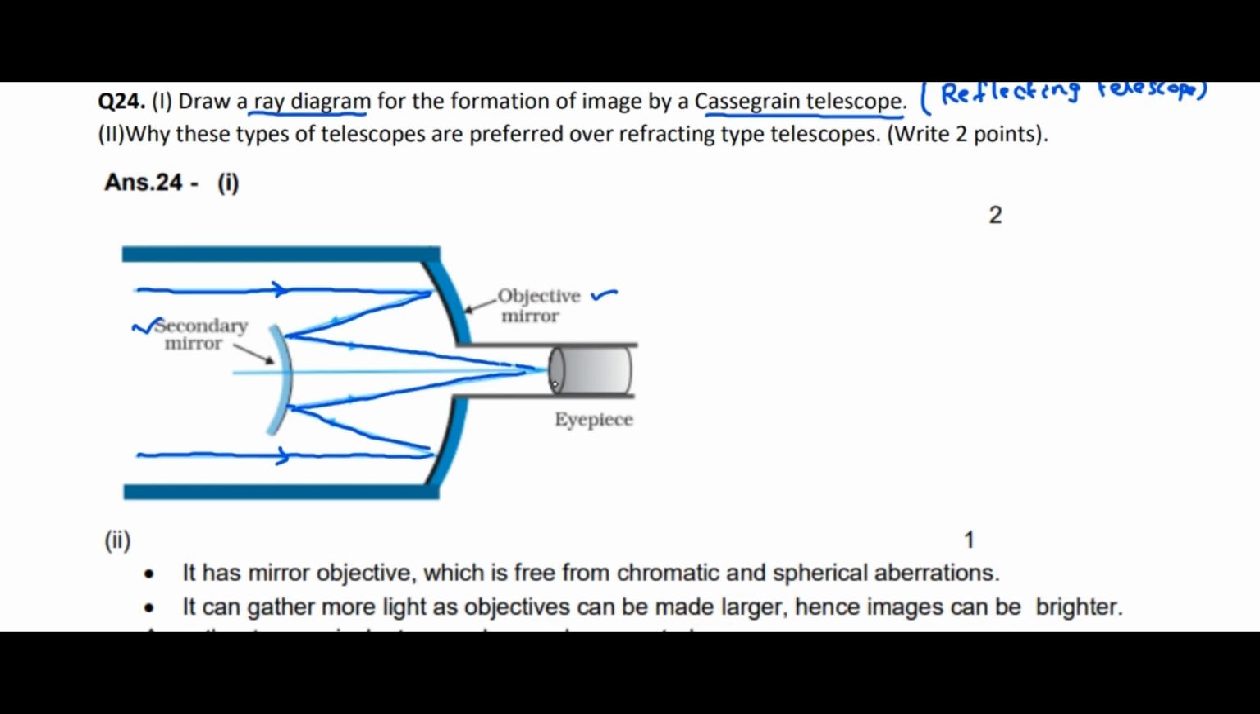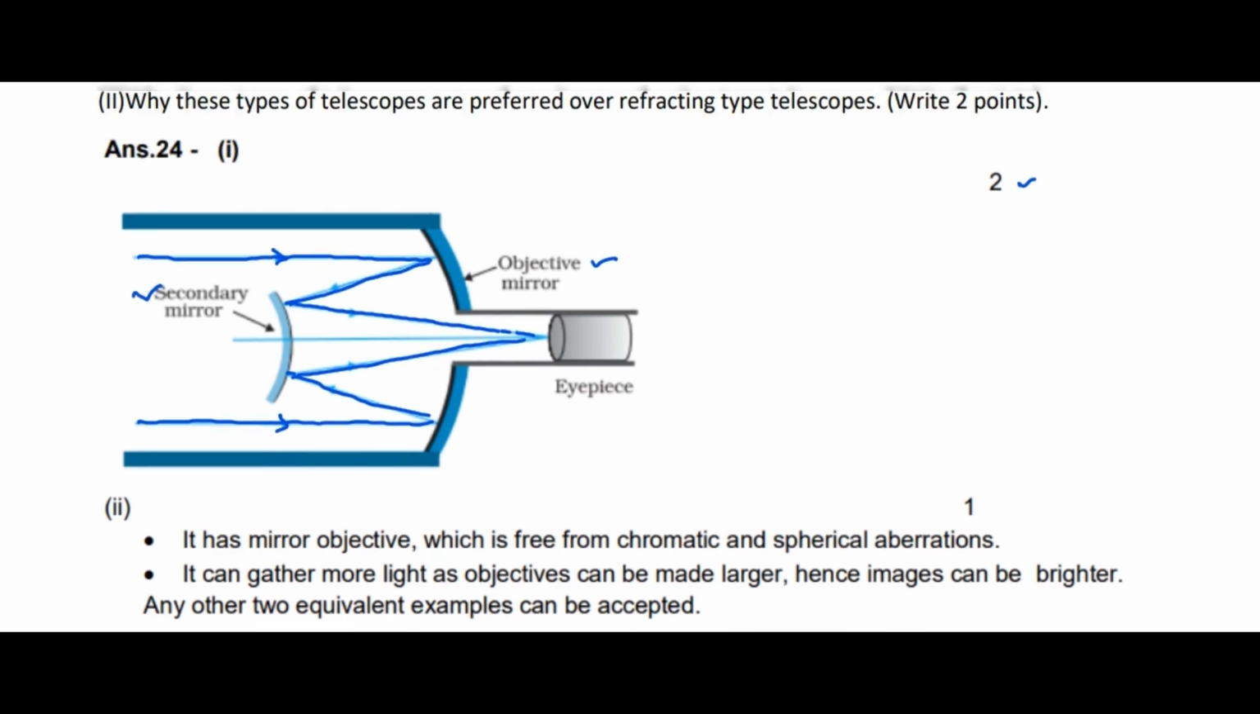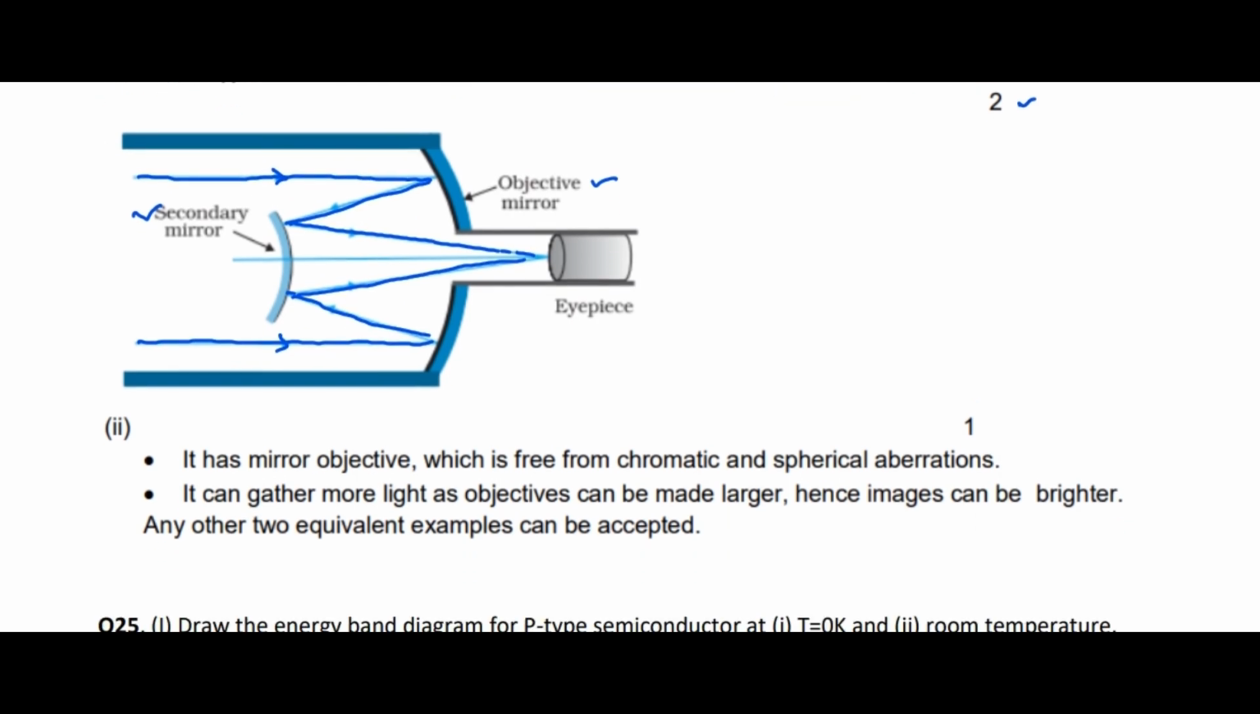For this diagram, along with the labeling, 2 marks are given according to the CBSE sample paper. It may vary slightly. And two advantages over why these type of telescopes are preferred over refracting type telescope. Any two advantages we can write.